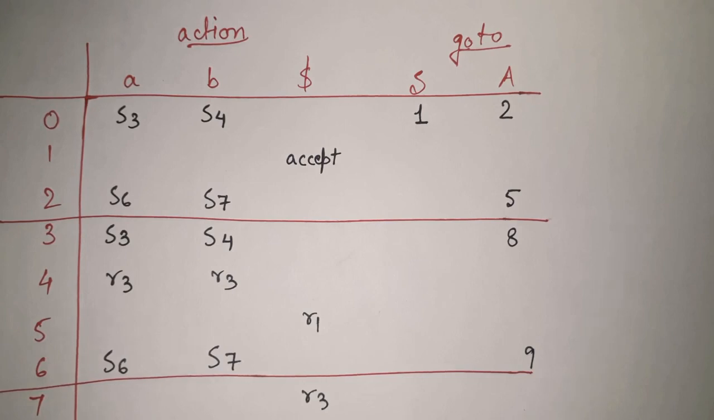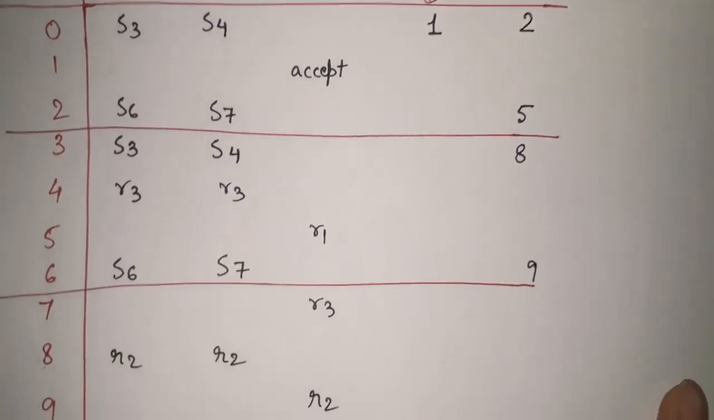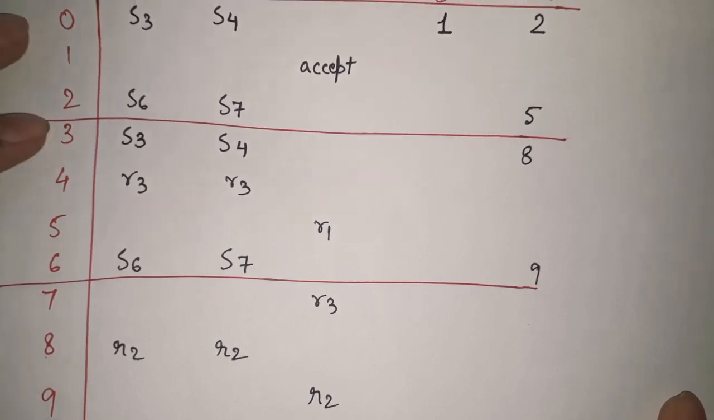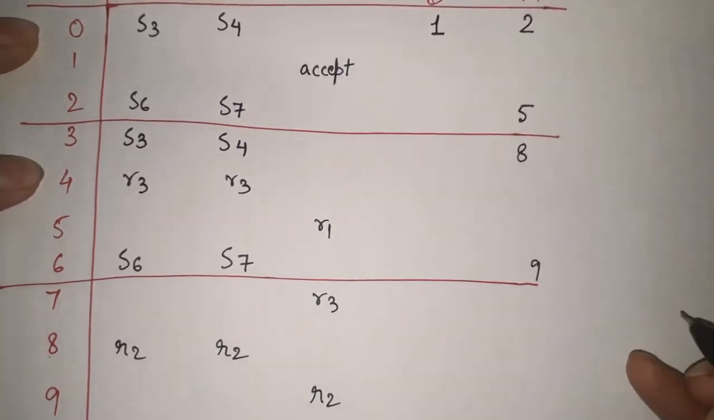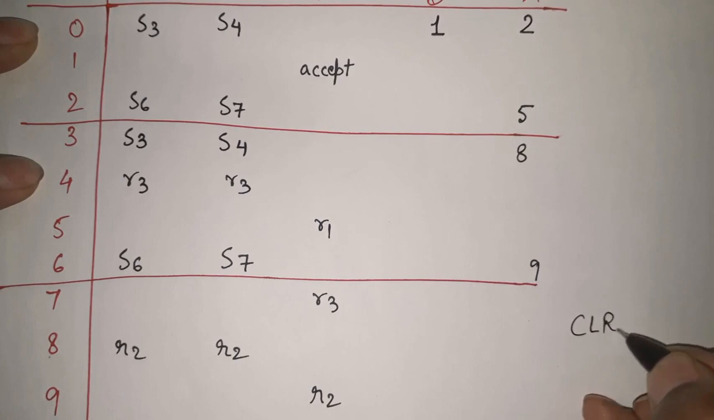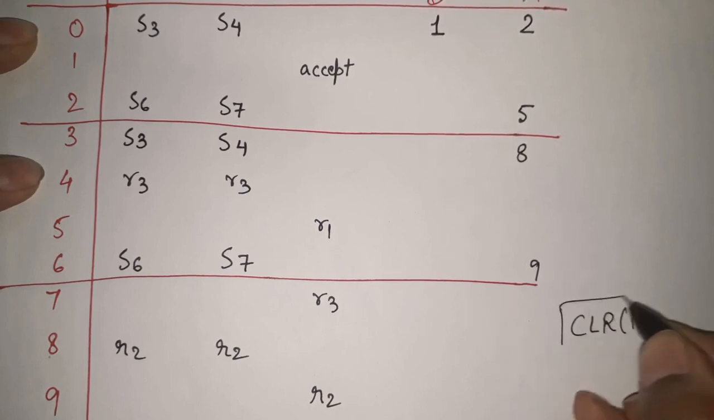Now the 9th state is again a reduction state, A gives AA, that is again R2, but inside dollar. Look ahead is dollar. So that's it. This is my table of CLR1. The thing that I have shown you, this is the table of CLR1.